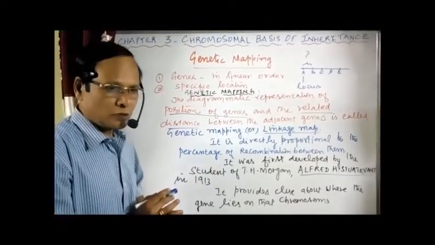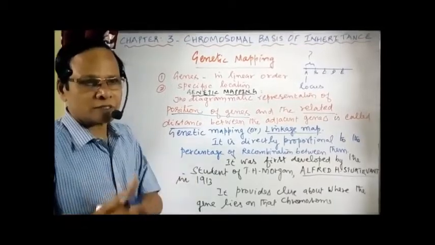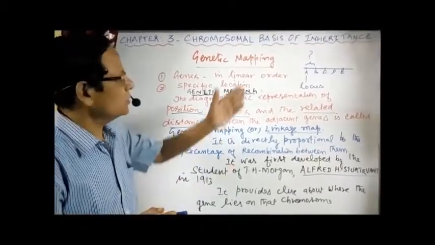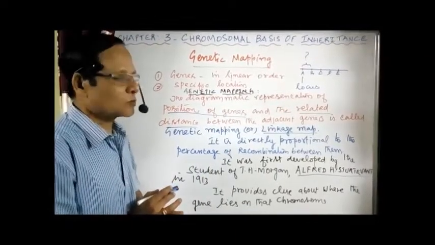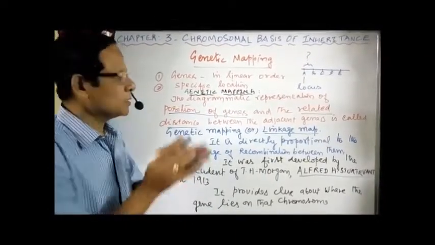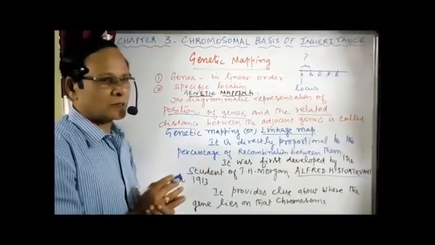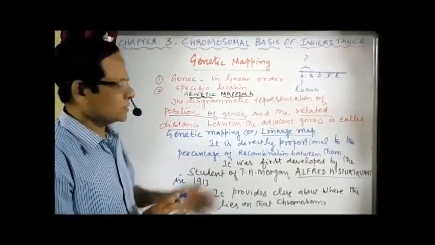Then what is the unit of distance? It is called the map unit distance. So between A and B there is a distance. How can you measure this? What is the unit normally used for the mapping distance?